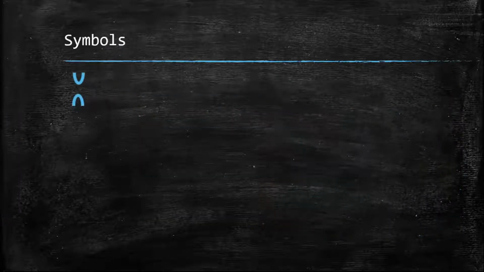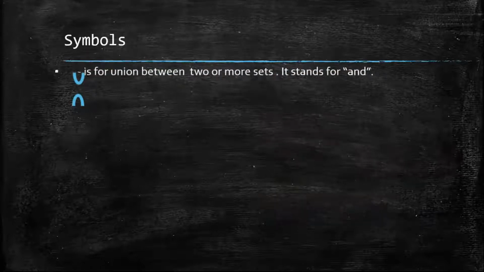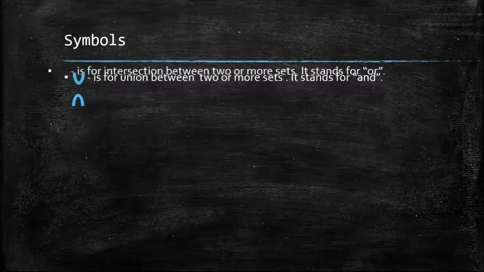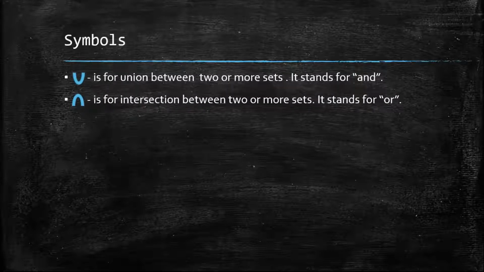Furthermore, we're going to be talking about the symbols because the symbols are very important when it comes to sets and solving them. The first one, which looks like a U, is used as a union. It's called a union symbol between 2 or more sets, and it stands for and, which I think, whenever you're thinking about solving sets, knowing the word that it stands for can be very helpful, which I will be showing you in a little bit. The little U that looks like it's upside down is for intersection between 2 or more sets, and it can stand for the word or.